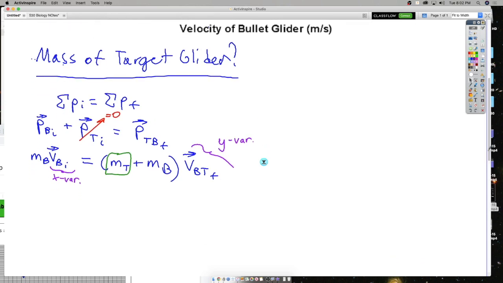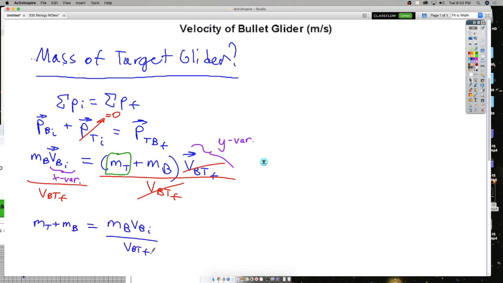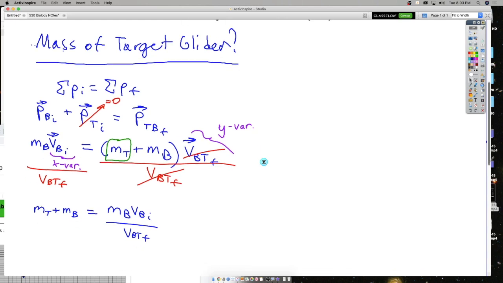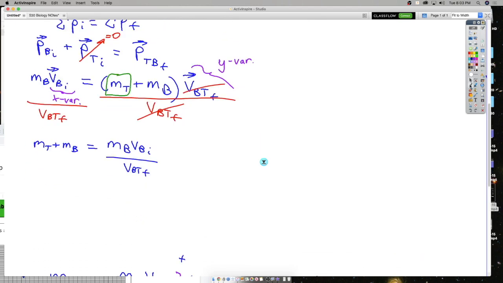So let's just manipulate this for the mass of the target glider, because that's what we want to find. So can't get in those brackets yet. Remember, reverse order of operations. So this whole thing is being multiplied by that. Let's first just get rid of that then. Okay, just switch my left and right sides there. I like to have my unknown, my required on the left side. Most people do. Okay, now it's not quite isolated.